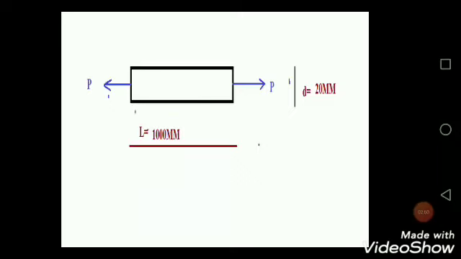Here is the diagram. In blue color is the given force P, and the length is 1000 mm. The depth D here is 20 mm. The width, not shown here, is 20 mm. The rod is subjected to tensile force, so the force P given in blue is shown on both sides.